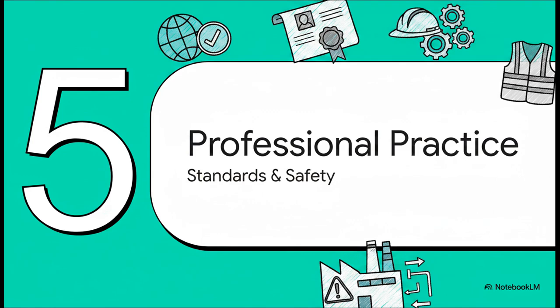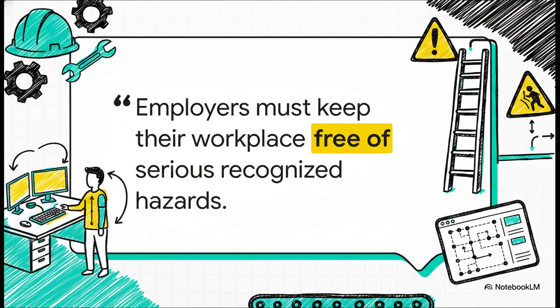Which brings us to our final section, Part 5, Professional Practice. We're looking at international standards and safety. Listen, the most brilliant, mathematically perfect factory layout in the world means absolutely nothing if it fails to meet global safety compliance. The legal and ethical gravity of industrial engineering literally cannot be overstated here.